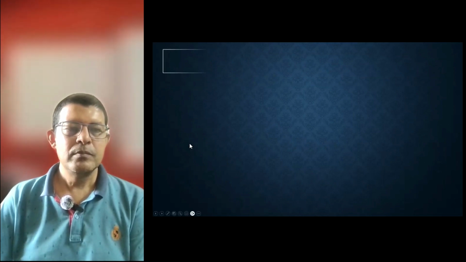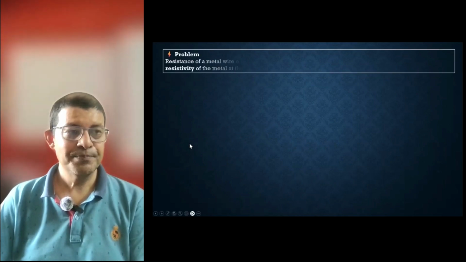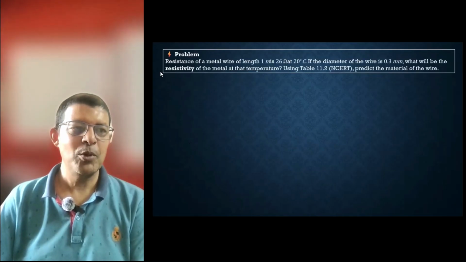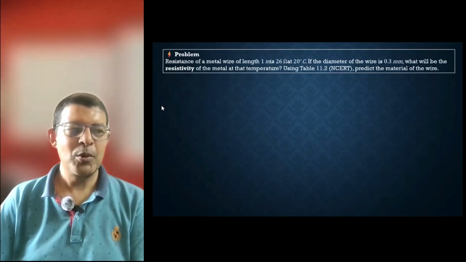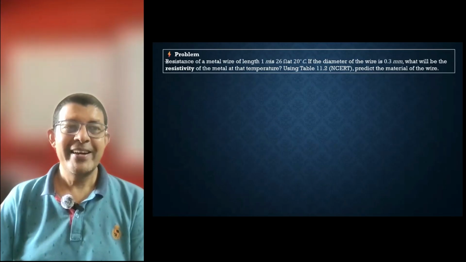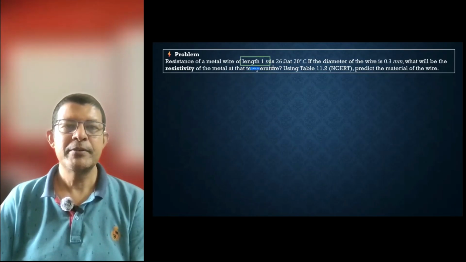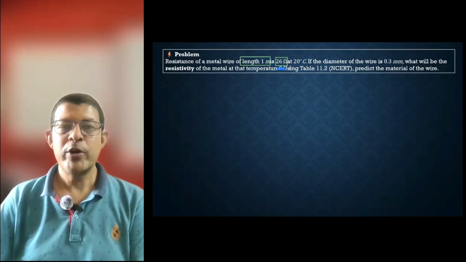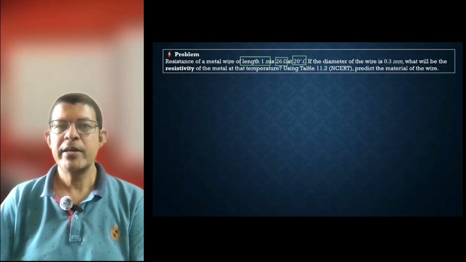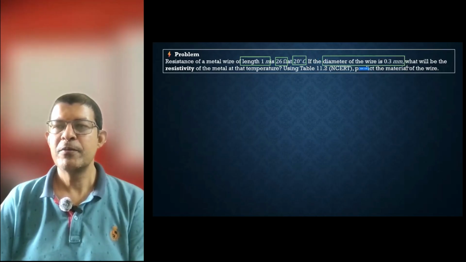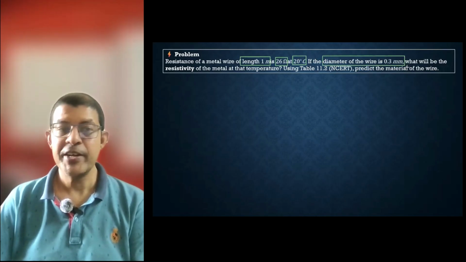Next, let me remove these markings. Another problem. Nice problem. Let us see what is given in this problem now. The resistance of a metal wire of length 1 meter is 26 ohm at 20 degrees Celsius. The diameter of the wire is given. We need the radius most of the time to find the area.